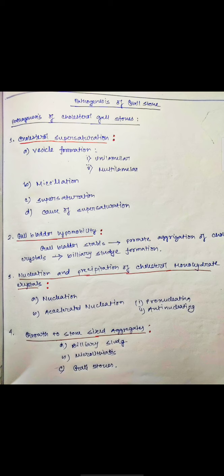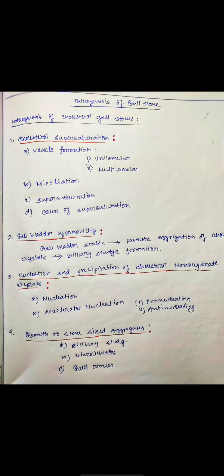Today we will be discussing the pathogenesis of gallstone formation. So basically there are two types of gallstone. One is cholesterol gallstone and the other is bilirubin gallstone, or pigmented gallstones. Today we will be discussing the pathogenesis of cholesterol gallstone.